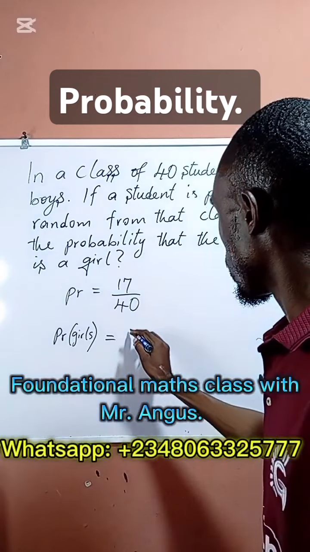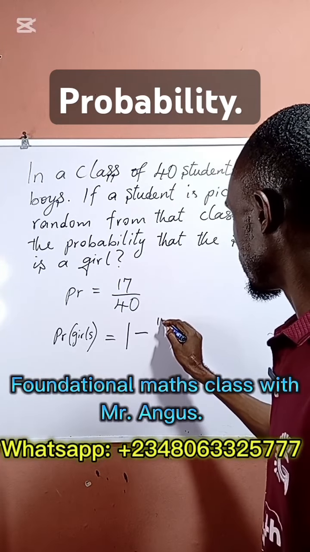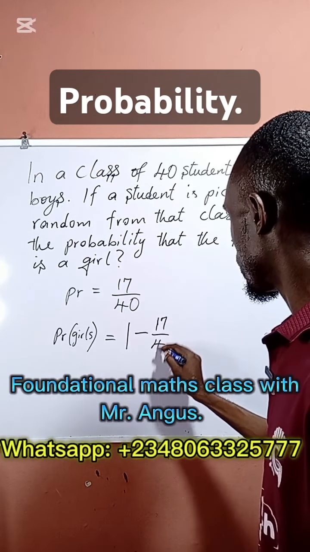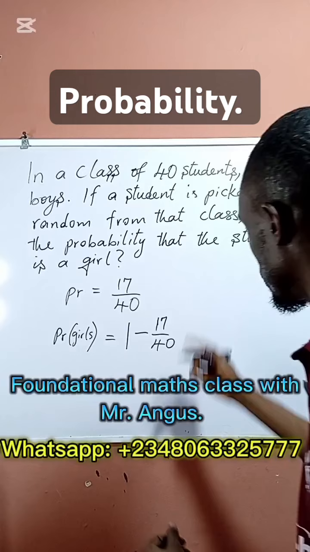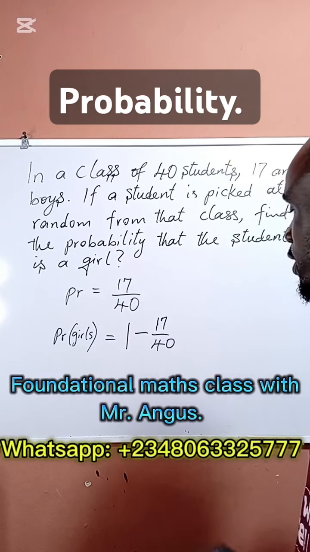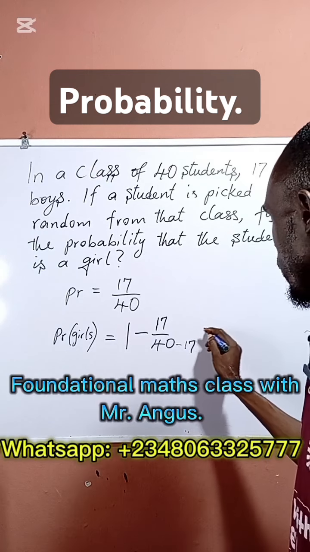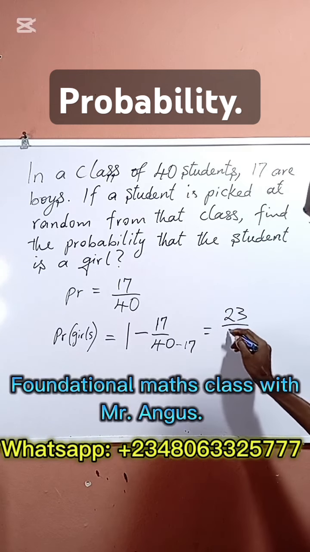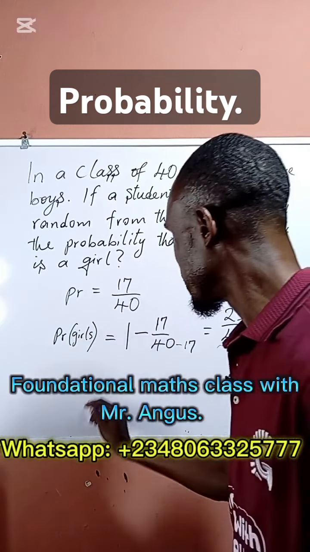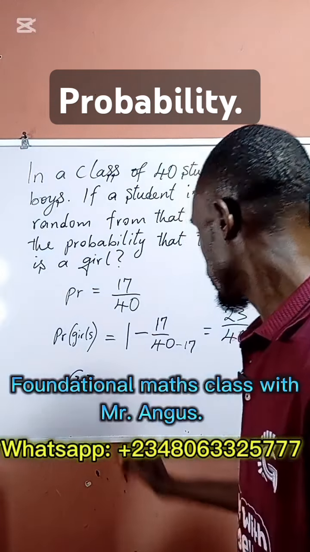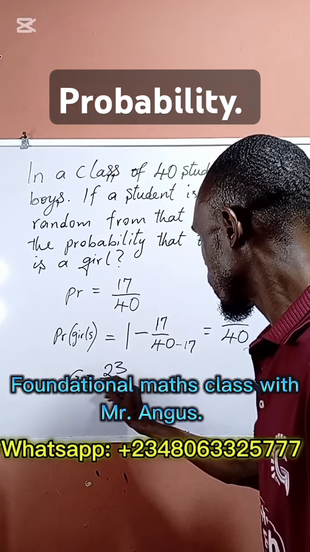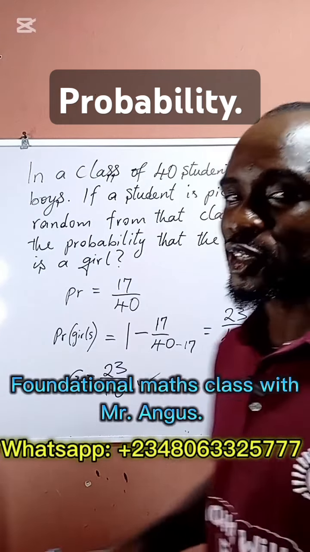So the probability of girls will now be 1 minus 17 over 40. And remember what I told you about subtracting a fraction from 1. When you are subtracting a fraction from 1, you don't need to suffer yourself about finding the LCM. What you need to do is just subtract the numerator from the denominator. So just do 40 minus 17, and that will give you what? 23 all over 40. Therefore, the probability of finding a girl will now be 23 over 40. And that gives us the answer.